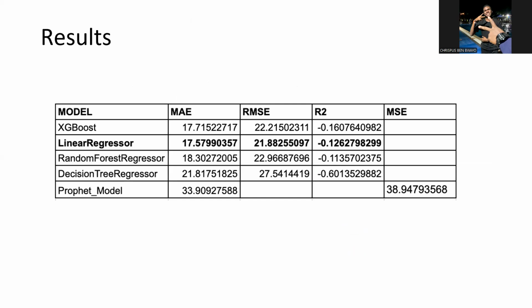Some of the results: we implemented XGBoost, the linear regressor, the random forest regressor, decision tree, and the Prophet model. But throughout this, we observed that the linear regressor had the best performance, with a mean squared error of 17.5799035 and a root mean squared error of 21.88.